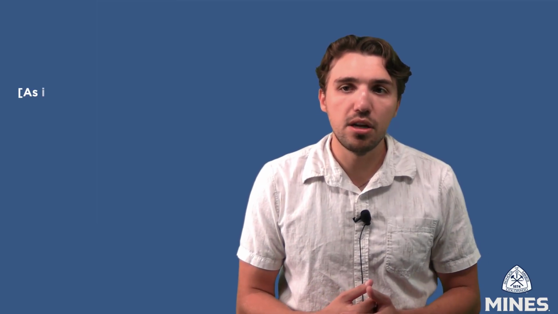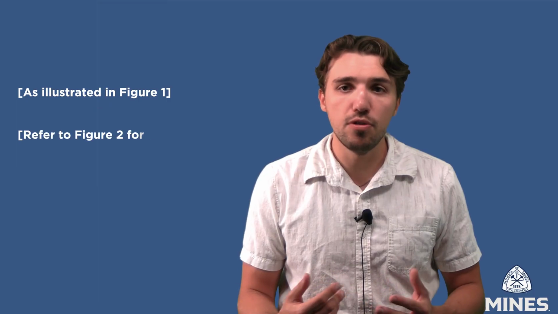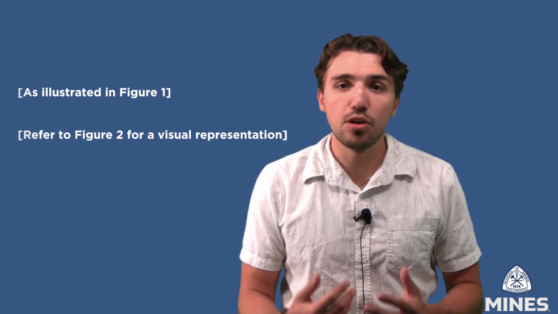Efficiently referencing figures in text is crucial for ensuring clarity and understanding of the visualized data. When discussing a specific figure within the text, you should refer to it explicitly and provide context. For example, phrases like "as illustrated in Figure 1" or "refer to Figure 2" for a visual representation guide the reader to the relevant visual. Generally, the figure should be located near where it is referenced in the text. In addition to figure numbers, you should also incorporate brief descriptions or key findings of each figure. This practice reinforces the connection between the text and the visual representation and provides readers with a quick overview.